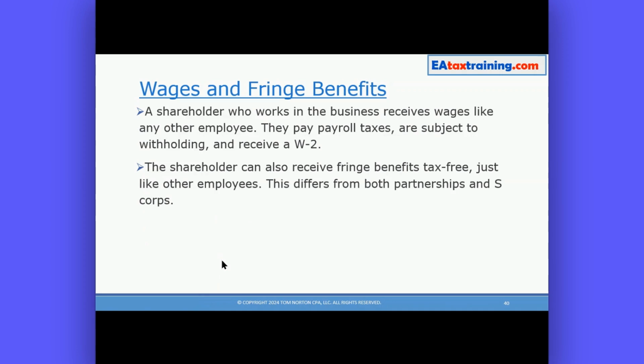So it's different than a partner in a partnership. Remember, they do not get a paycheck, they get guaranteed payments. But if you have a corporation, you get wages and you're on payroll just like everybody else. And with a C Corp, when they receive fringe benefits, if those are tax-free fringe benefits, then they are tax-free to the shareholder employee, just like they are to all of the other employees. This is different from both partnerships and S Corps, where they have to pay tax on those fringe benefits. So for a C Corp, as long as the fringe benefits are non-taxable fringe benefits, then they are not taxable to the shareholder employee any more than they are taxable to any other employee.